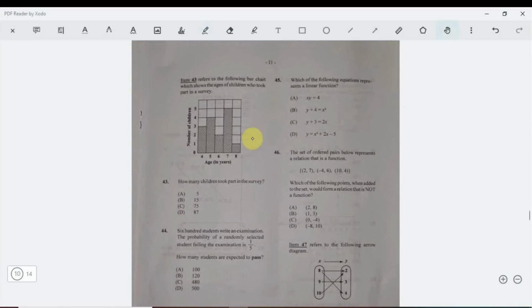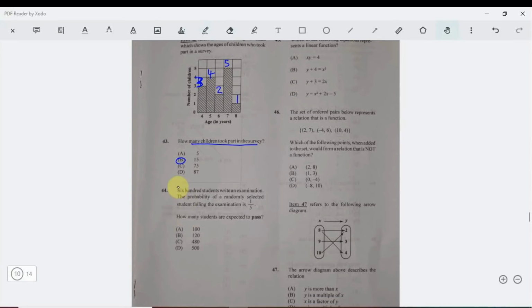Alright, question 43. This is a big repeat question. I know it is 15, but just to show you how it is 15 again. Age 5, this is 3, this is 4, this is 2, this is 5, and this is 1. If you add them up, 6, 8, 12, 15. That's the total number of persons that took part in the survey.